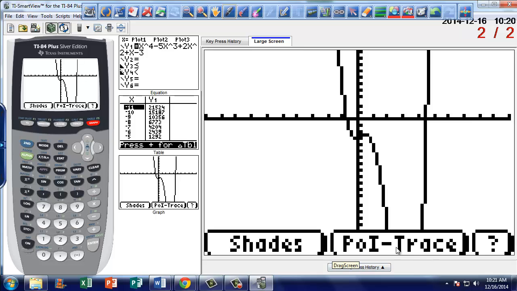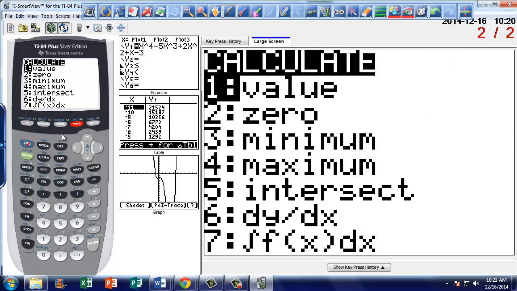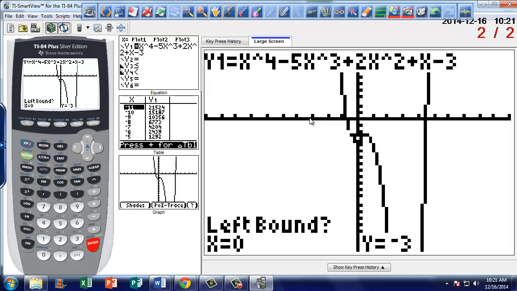Okay, it's pretty obvious that we're going to have a local minimum down there. Okay, now we're going to go ahead and just start finding our information. So we're going to go to second trace. We're going to do x-intercepts first. So when I do that, I'm going to go to 0, number 2. I'm going to find this one first.